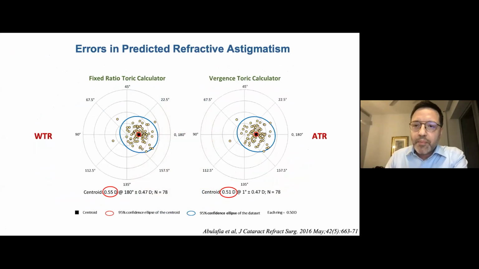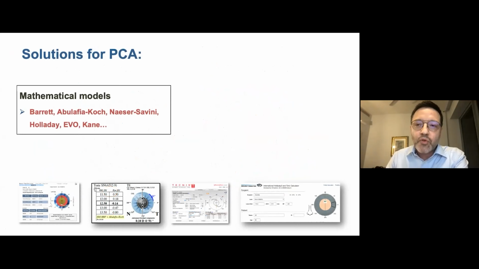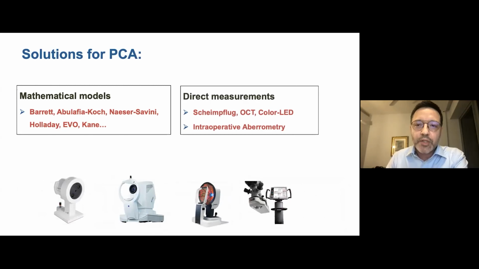Now, ignoring the posterior corneal astigmatism effect will typically lead to against the rule errors in the predicted refractive astigmatism. And basically two approaches have been taken to address this issue. The first, improved mathematical methods that are based on anterior corneal measurements, and the ultimate goal, direct measurements of the posterior cornea.